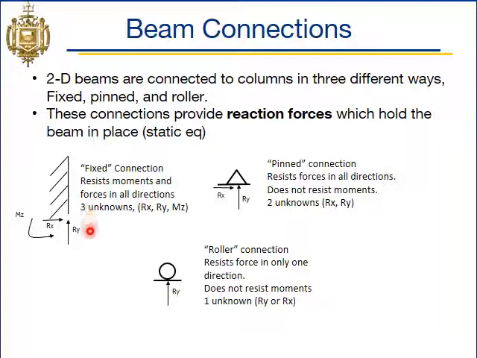In a fixed connection, you see that we have three different reaction forces. We have a reaction force in the y direction. So that means our column is keeping this beam from falling straight down. We have a reaction force in the x direction, which means that the column or the connection is keeping this beam from moving or accelerating laterally, left or right.